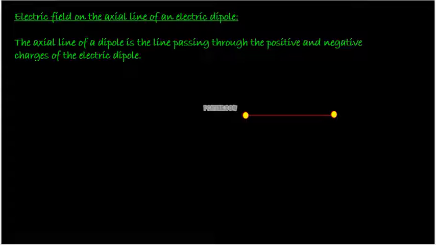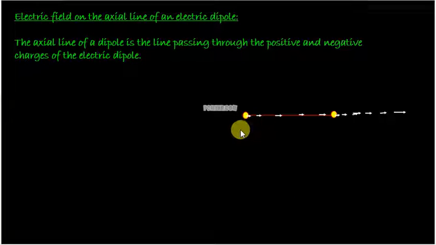And in this video, we are going to discuss the electric field on the axial line of an electric dipole. First we need to know what the axial line of a dipole is. It is the line which passes through the line joining the centers of the two equal and opposite charges. These are the two charges of a dipole. If we continue this line further, this is the axial line of the dipole. So we have to find the electric field at a point on this line.